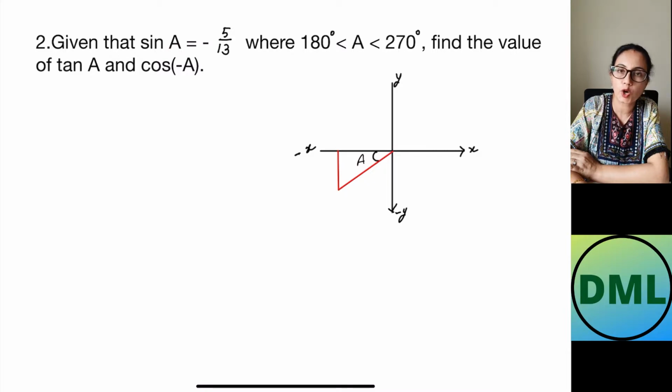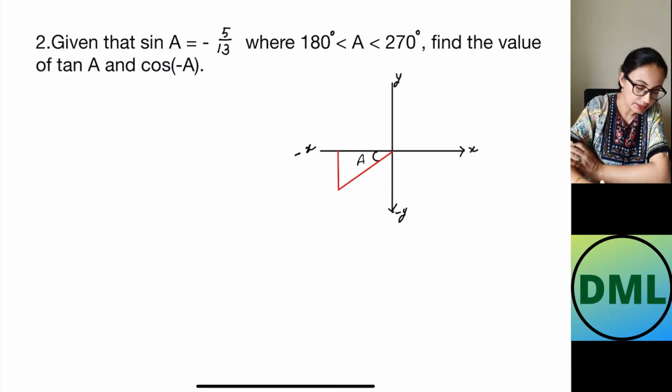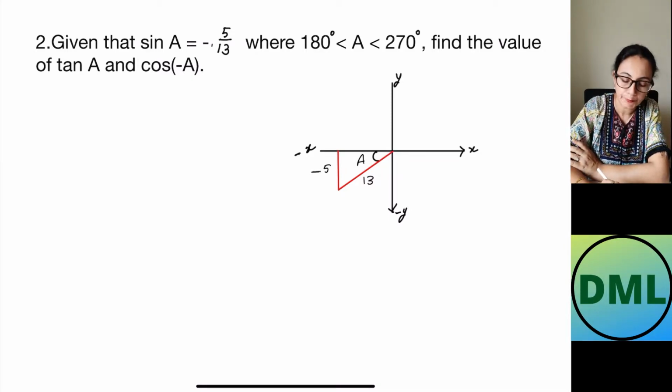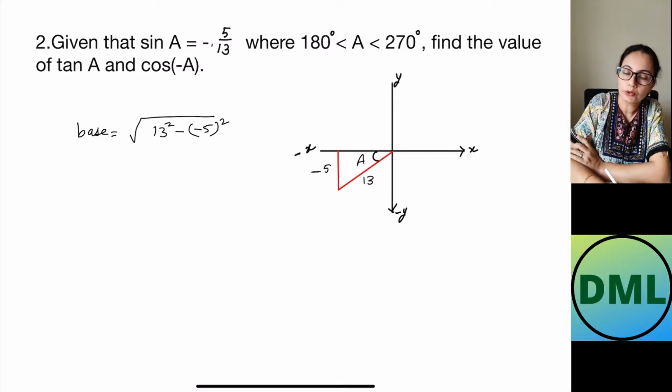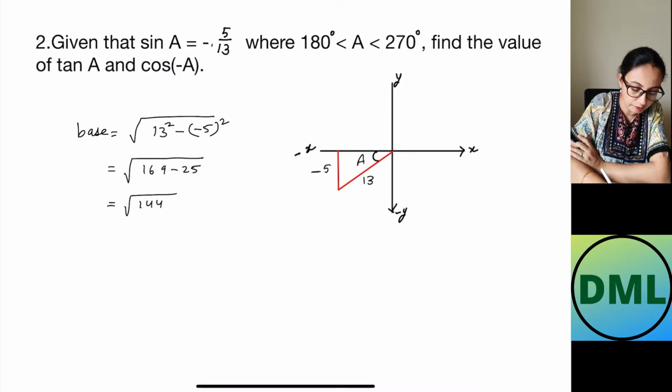Sin A is opposite over hypotenuse. For this angle A, opposite is this and hypotenuse is 13. Let's write down 5 and 13. Hypotenuse is always positive, so this negative sign will be given to minus 5 here. To get the answer for the base, I need to apply the Pythagoras theorem. Base will be given by root of 13 square minus minus 5 the whole square. That is 169 minus 25, which is root of 144. Root of 144 is plus minus 12.